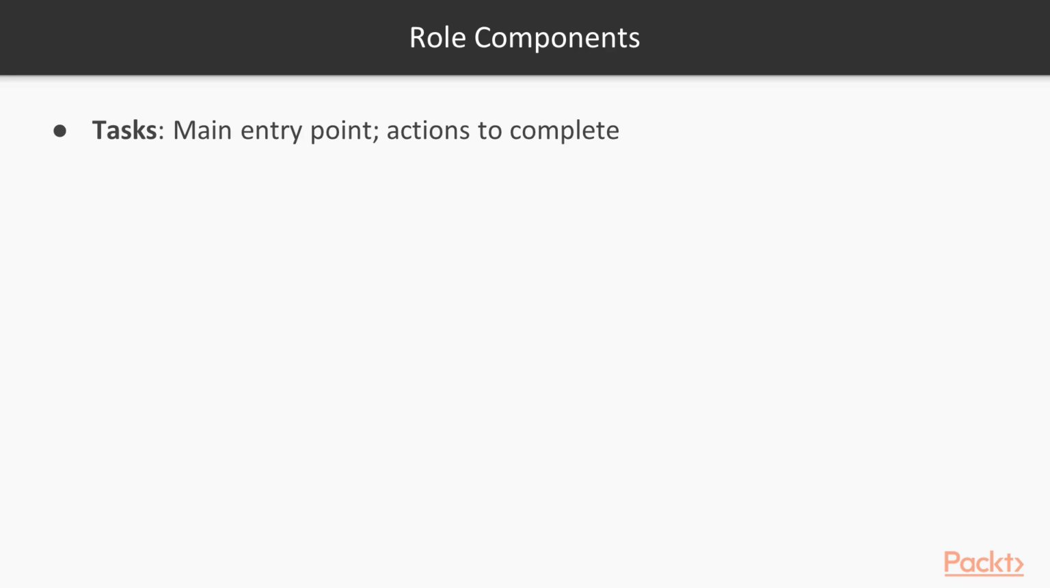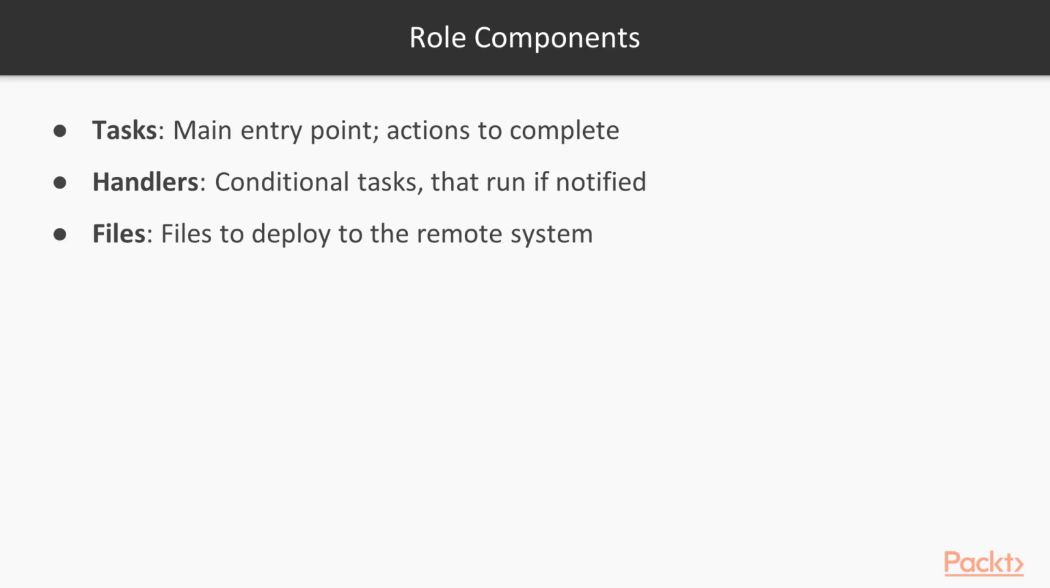Going along with the tasks, we often find handlers. Handlers are conditional tasks that run only if notified. We'll look at that in an upcoming video. In addition to the tasks, we also often have files that are associated with the role. There are two directories we can keep those in. The files subdirectory is used for files we deploy to the remote system as is, using the copy module that we've seen before. The templates directory is for files that need to be processed first to do variable substitution.